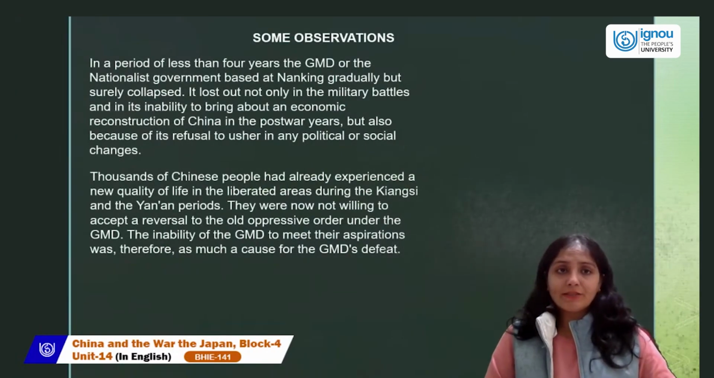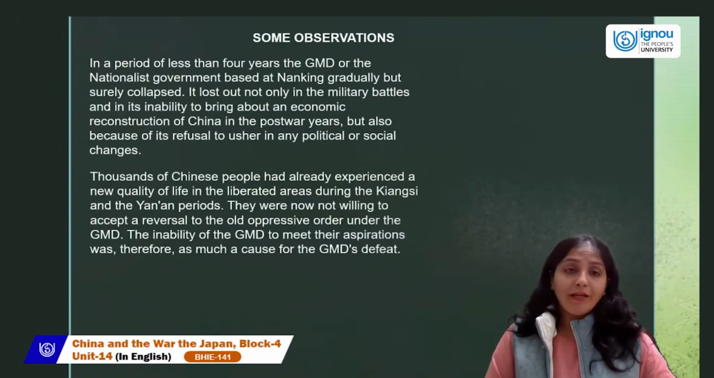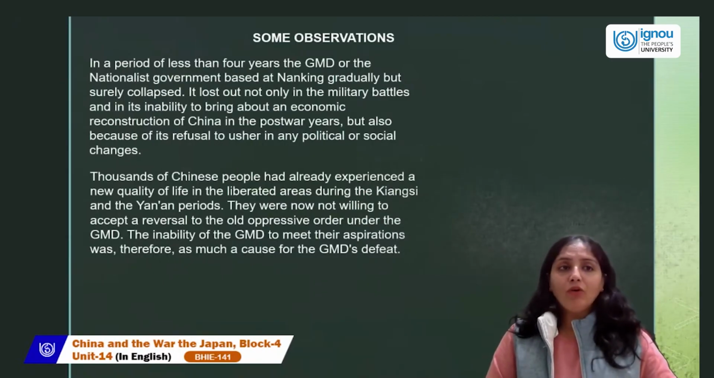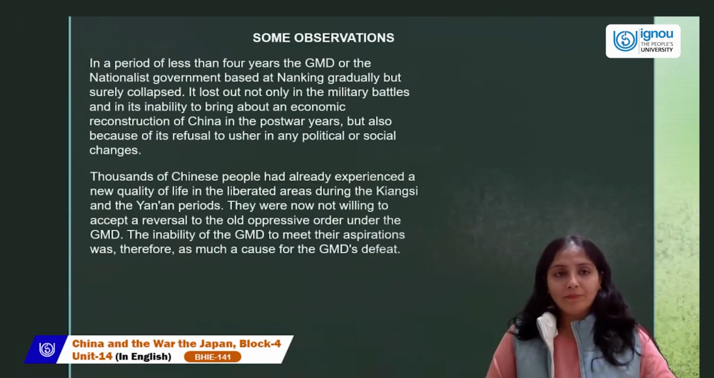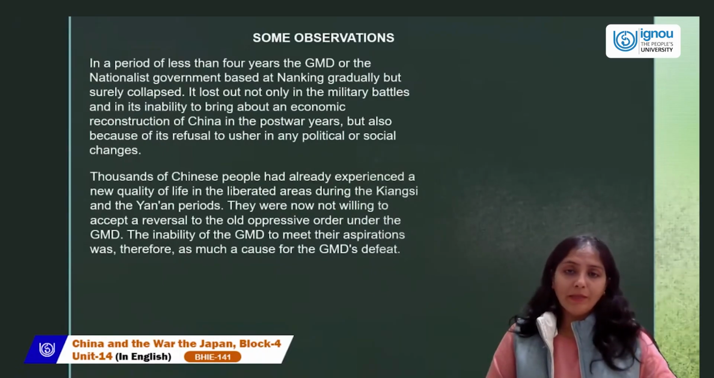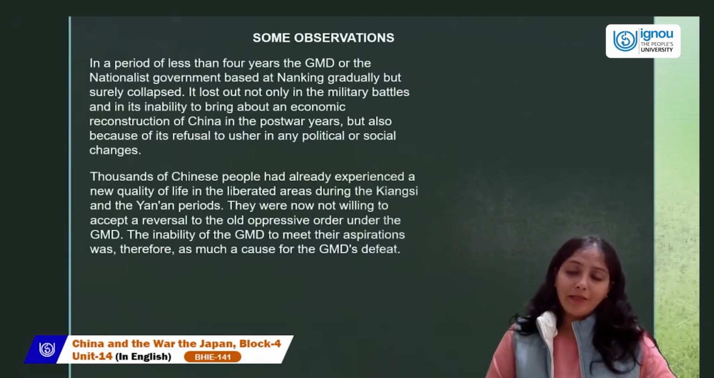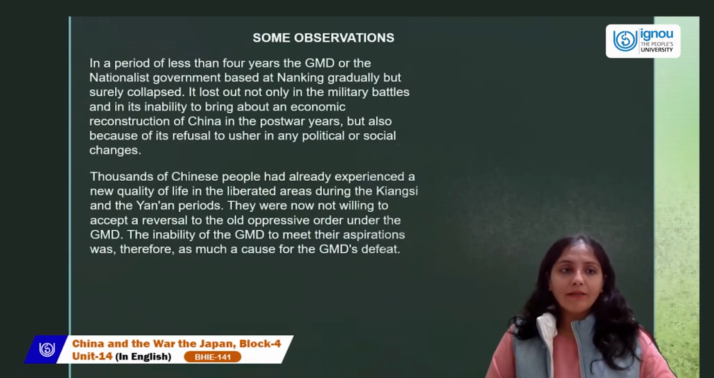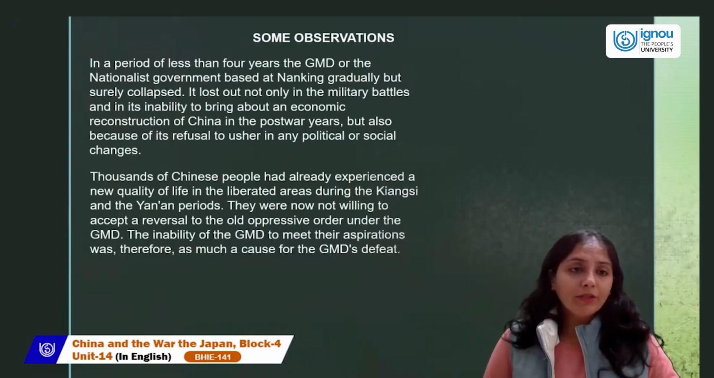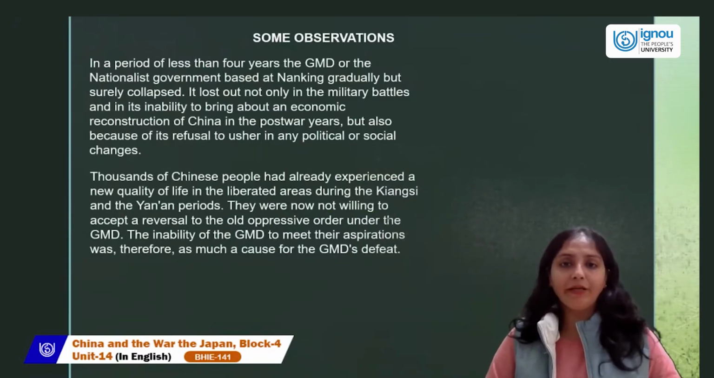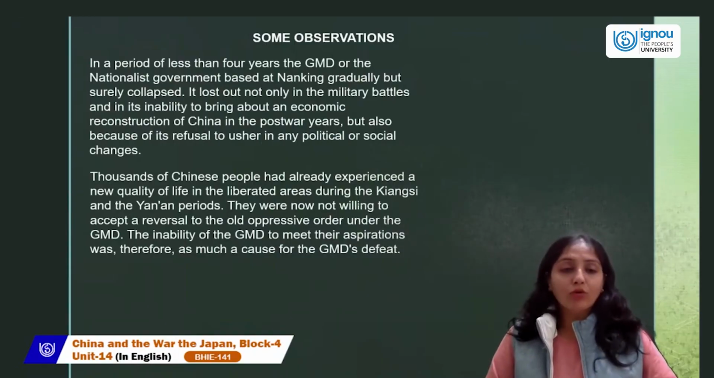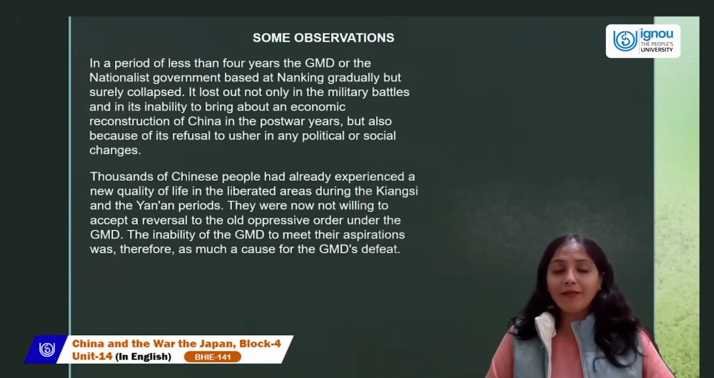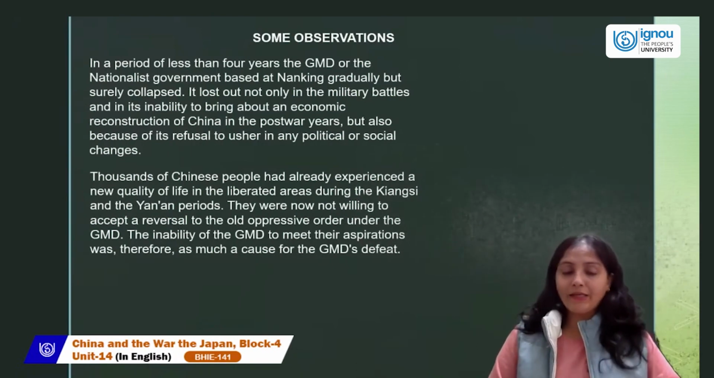What were the observations? Some observations. In a period of less than 4 years, the Kuomintang or the nationalist government based in Nanking gradually but surely collapsed. It lost out not only in the military battles and in its inability to bring about an economic reconstruction of China in the post war years, but also because of its refusal to usher in any political or social changes. Thousands of Chinese people had already experienced a new quality of life in liberated areas during the Kiangzi and Yan'an's period.